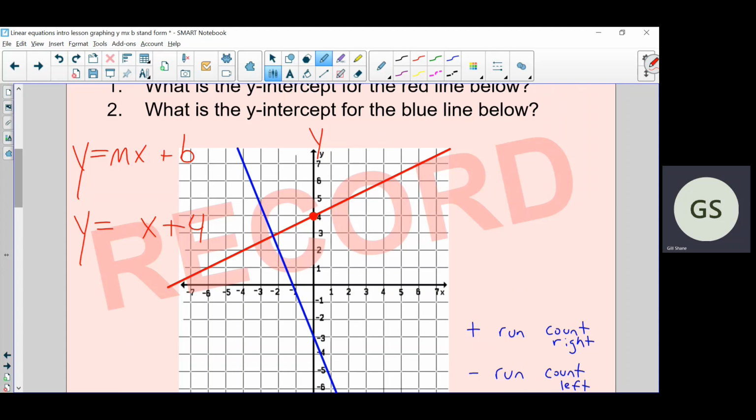Does anybody remember when we graphed something in that format? So let's say I gave you an equation like y equals 2x plus 1, and we graphed it. What did we do next once we had put a point on the y-intercept? We used the slope, we made it into a fraction, and then we did what? We did the rise over the run on the slope. So guess what we're going to do again? Rise over run.